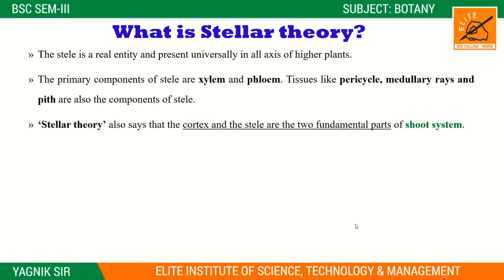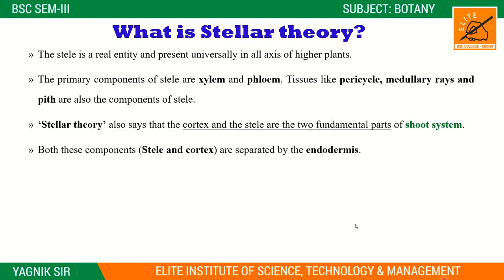The stelar theory also says that the cortex and the stele are the two fundamental parts of the shoot system. This is called the stelar theory. The cortex is the ground tissue part, right? And the stele. These two regions are different, right? These two regions are the fundamental parts of the shoot system, and both components, the stele and the cortex, are separated by the endodermis.